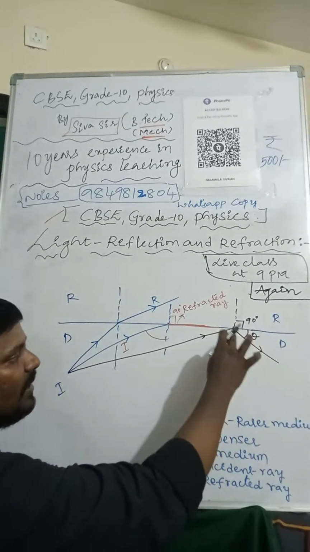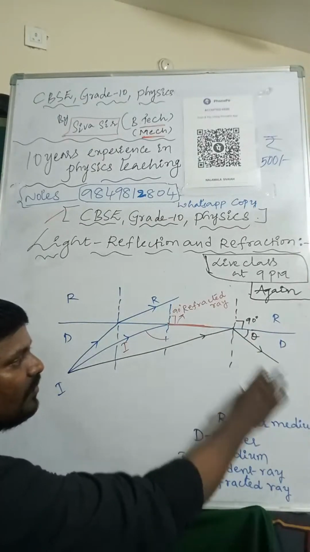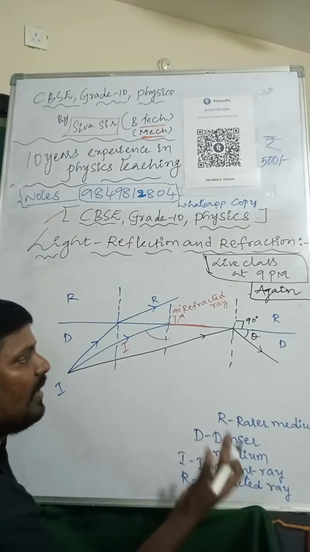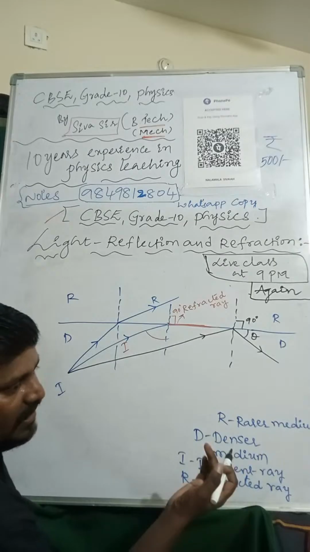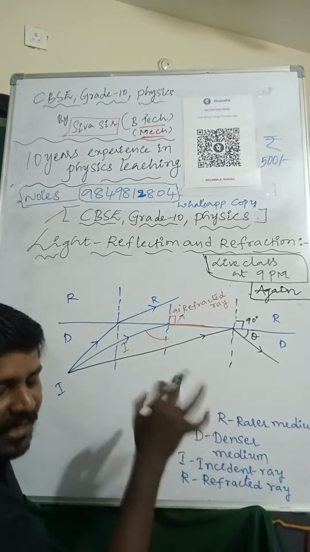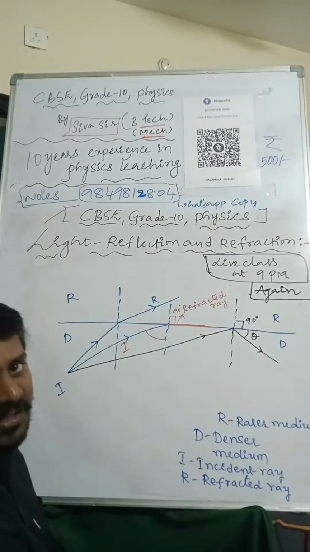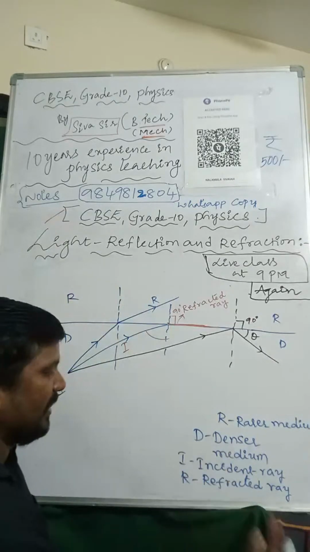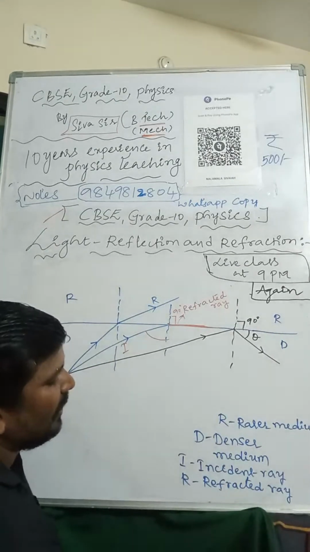then the reflected ray moves into the same medium. The total light is internally reflected. That is called total internal reflection.